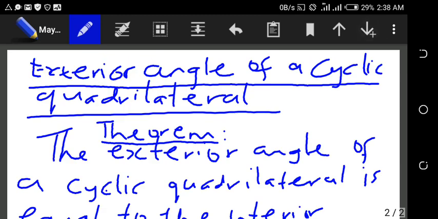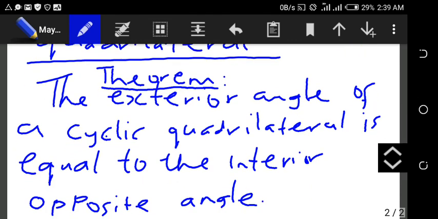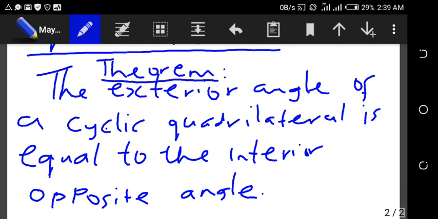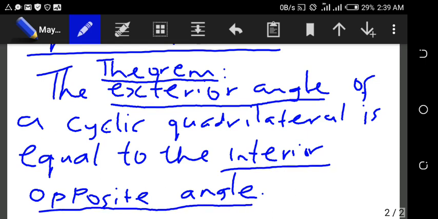Now for the theorem of the exterior angle of a cyclic quadrilateral, the theorem states that the exterior angle of a cyclic quadrilateral is equal to the interior opposite angle. So let's have a look at what that means. We're having two keywords here: exterior angle being equal to the interior opposite angle.